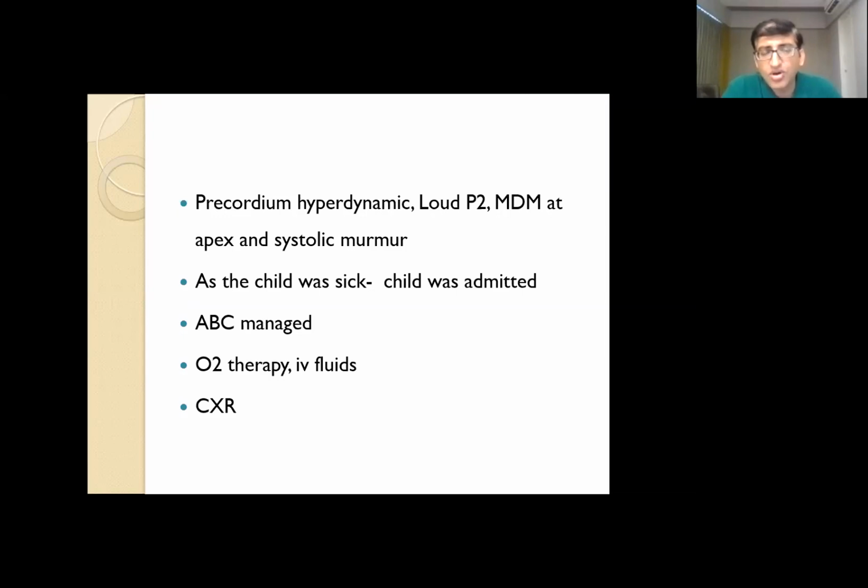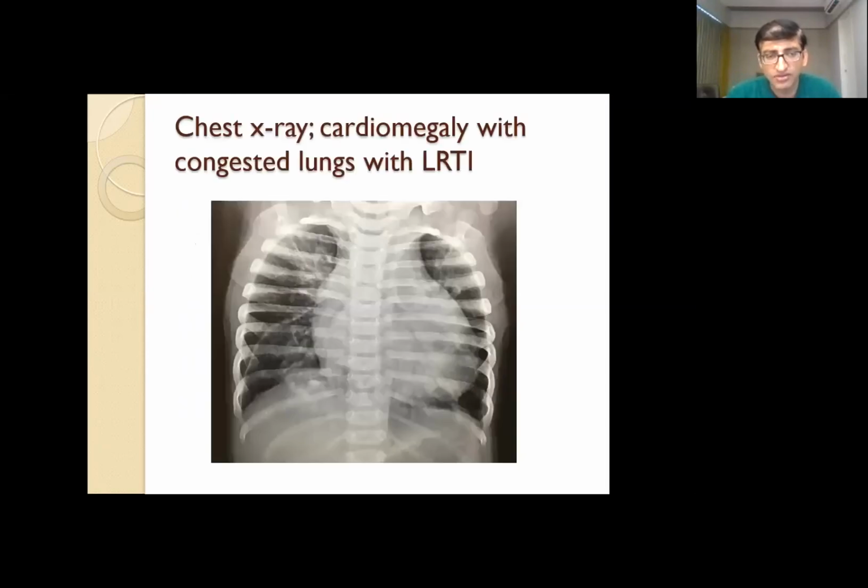ABCs were managed, oxygen was started, IV fluids were started, and the X-ray was done. What we can see on the X-ray is a huge cardiomegaly with congested lung fields and possible lower respiratory tract infection. We are not sure.